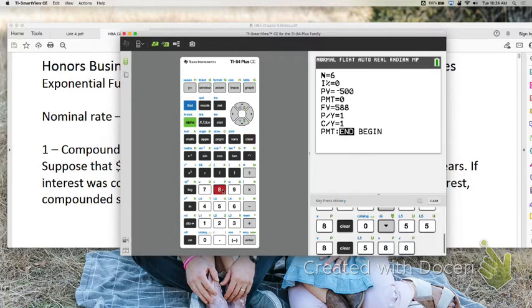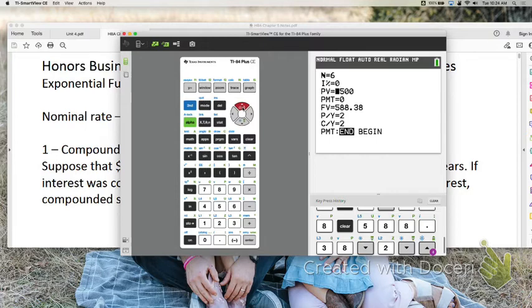Now, when you are ready to solve, if you are on the 84 calculator, you are going to scroll to what you are solving for, and you are going to hit alpha and then enter. So what am I solving for in this problem? Interest rate. Okay? So for my 84 people, I'm going back up to I, using my up arrow, and I'm going to hit alpha enter.